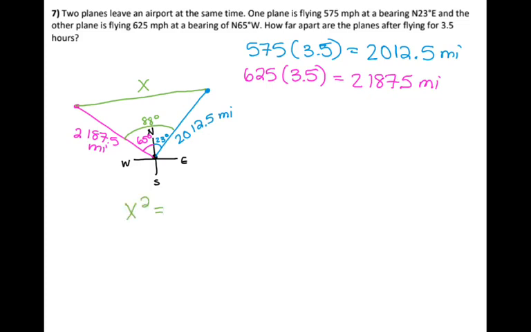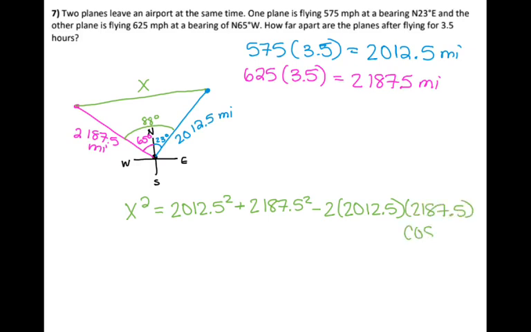So x squared equals my other 2 sides squared. Let's see, 2,187.5 squared minus 2 times my other 2 sides. Oh, I'm going to run out of space. Times cosine of the angle.